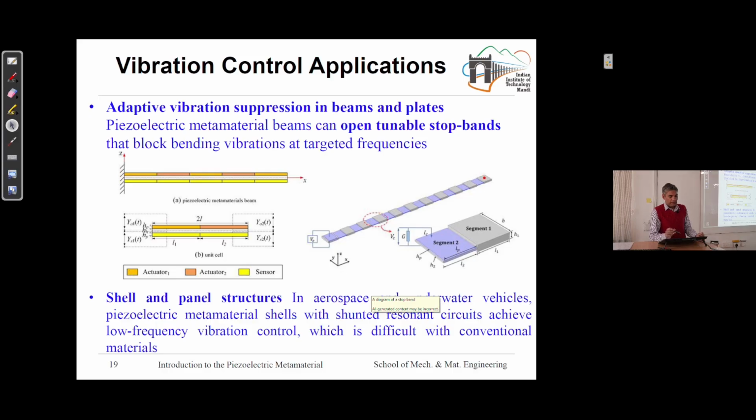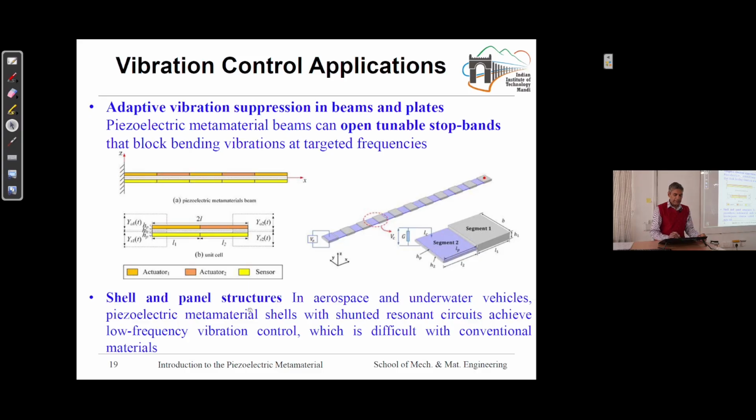Now, different applications of piezoelectric metamaterial. First is vibration control. We can have adaptive vibration suppression in beams and plates. You can see this is my beam, and we can have piezoelectric metamaterials on both sides, and of course every side will have the RC circuit. So when we have the vibrations, they will be converted into heat waves.